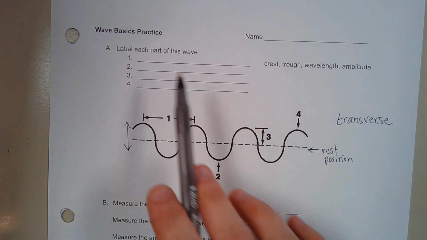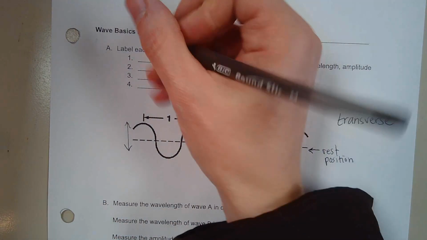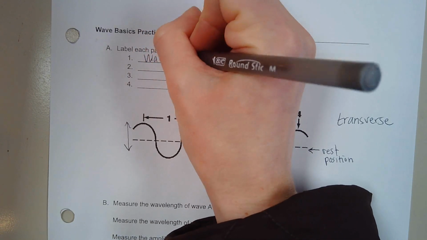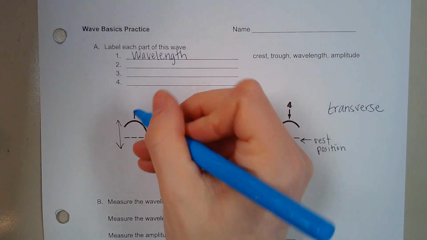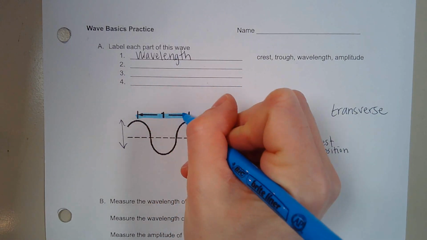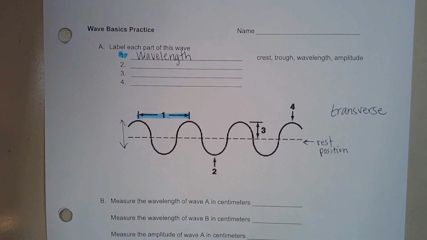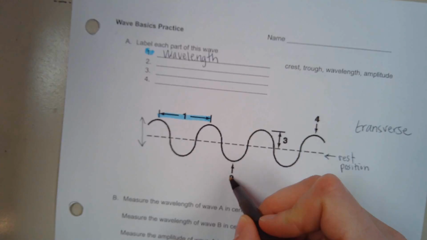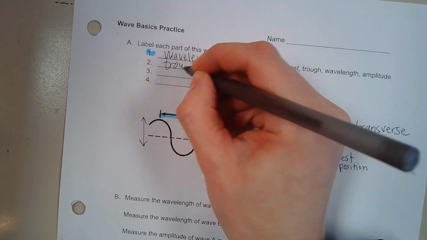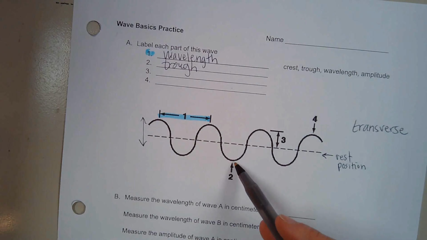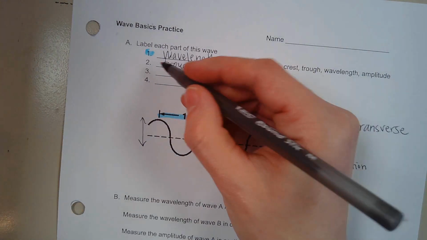And so there's some different parts of the waves. The first part right here is the wavelength, and so we can write here wavelength, and that goes from the very top of one wave to the very center and top of the next wave. The next part that we need to know, this down here, the bottom part, is called a trough. And that's the lowest point of a transverse wave. The opposite of a trough is number 4, a crest.